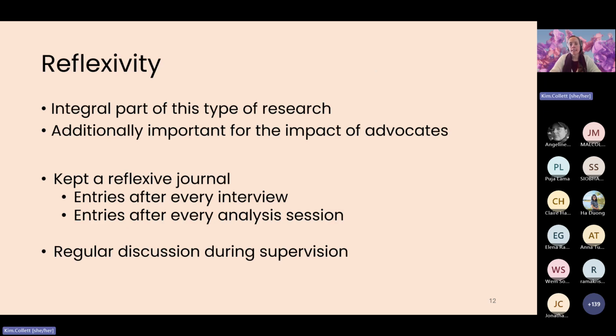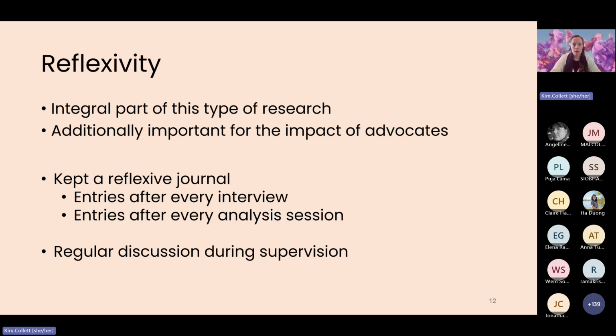So one of the key things that I needed to do alongside this was reflexivity, which is what I was going to do anyway, because it's often a big part of things like interpretive research. But not only did I need to make sure that I practised reflexivity on my own positionality and my own influence on the research, but I also needed to do it in terms of the advocates.